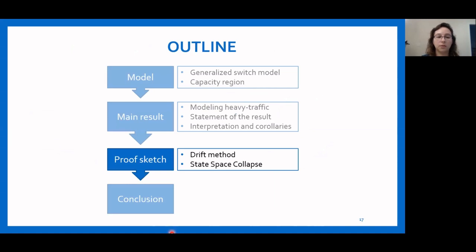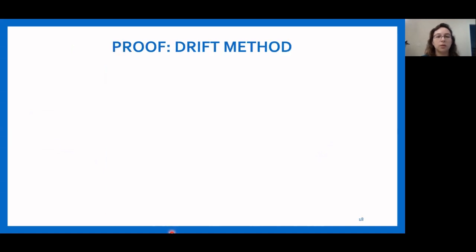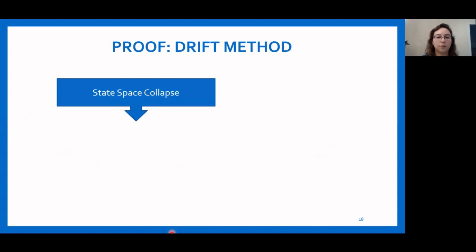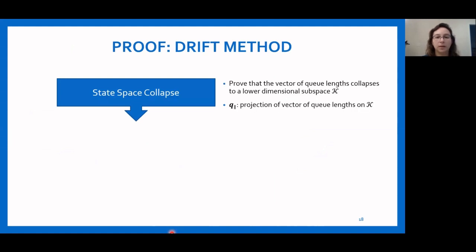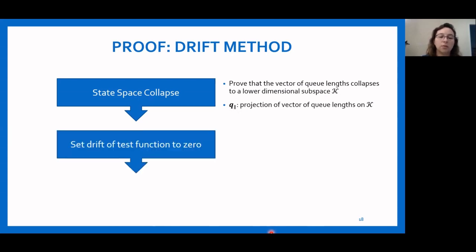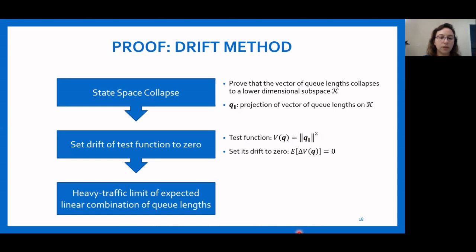Now let's jump into the proof sketch. We use the drift method, which means that we first prove state space collapse. We prove collapse to a set that we call K, and we will call Q parallel the projection of the vector of queue lengths on K. Then we set to 0 the drift of the right test function, which happens to be the norm squared of Q parallel. Then we do some algebra and use properties of the system to obtain the heavy traffic limit.